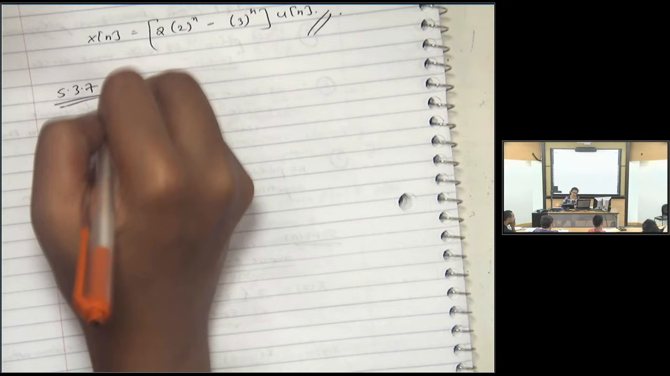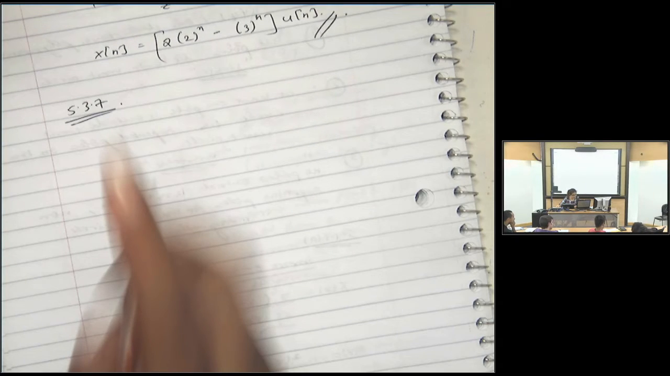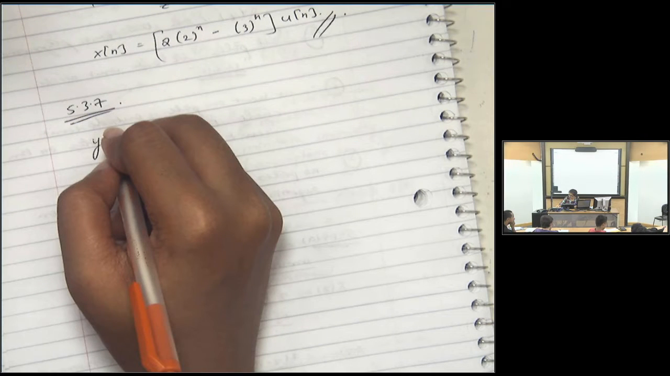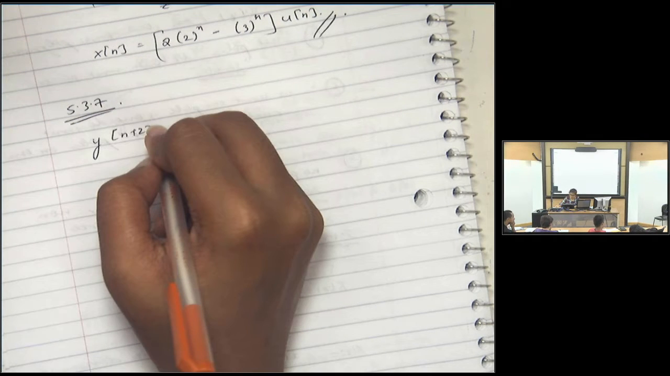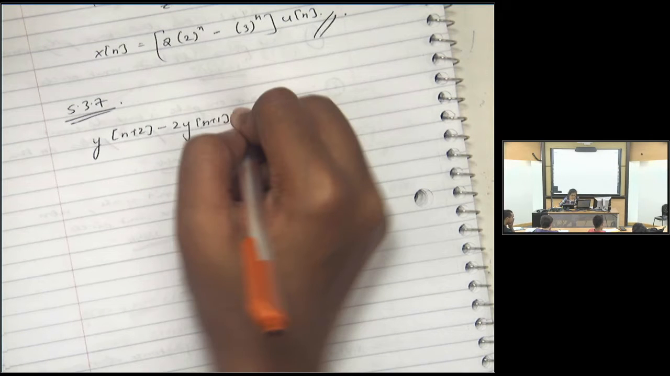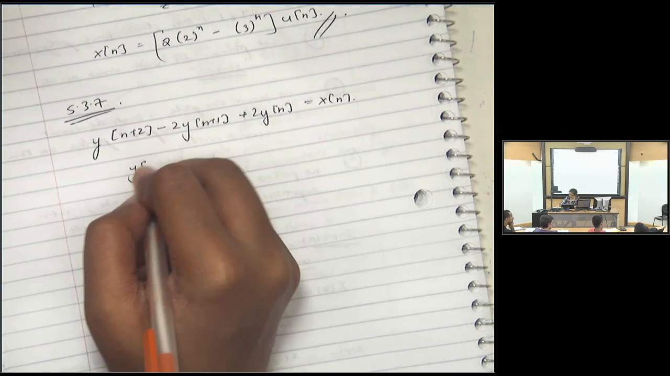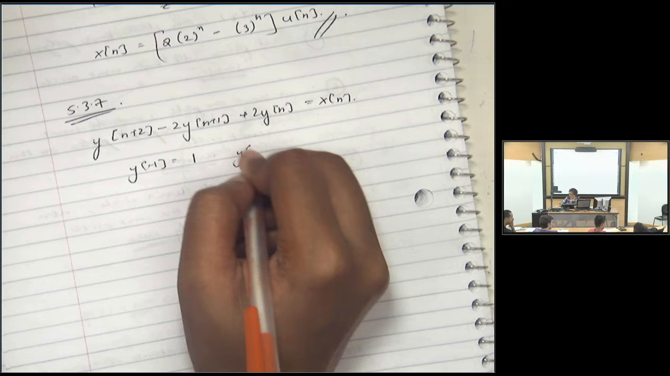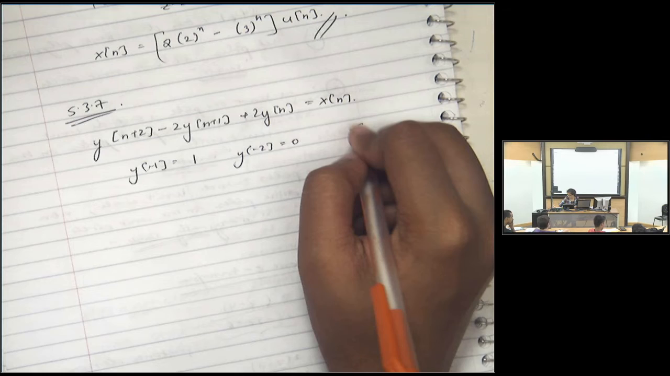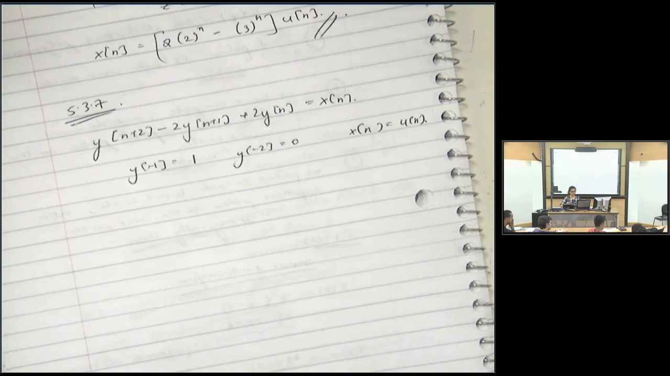Okay, so another example that we're going to do is 5.3.7. It's again solving a difference equation. So let's do this. We have y of n plus 2 minus 2y of n plus 1 plus 2y of n equals x of n. Y of minus 1 is given to us to be 1, y of minus 2 is given to be 0, and x of n is given to be u of n.